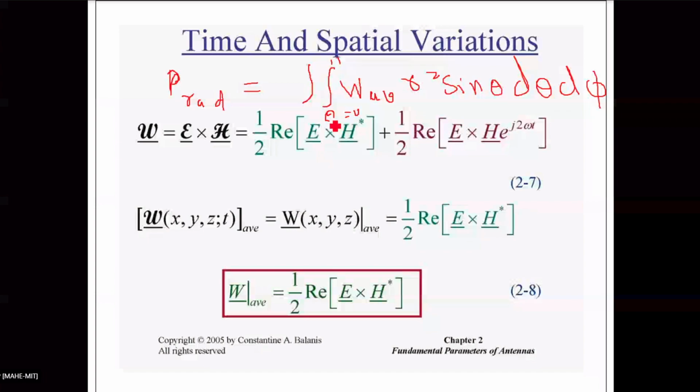You understood, no? So what is the use of power density? Power density we can find out from E cross H. Then average it, so you know the average expression for power density. Then multiply by R square and the elemental area and take the limits.